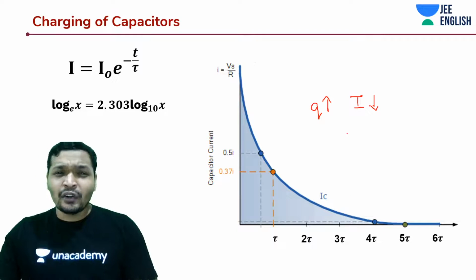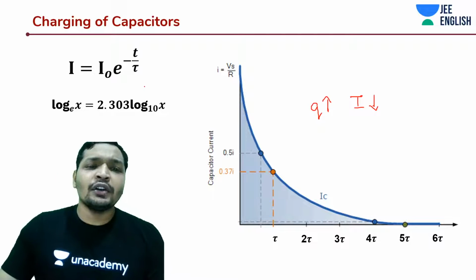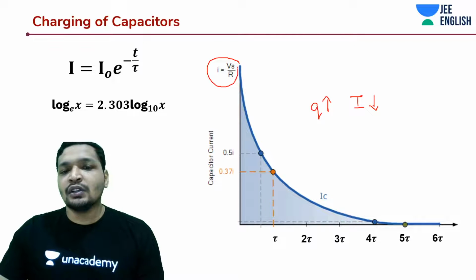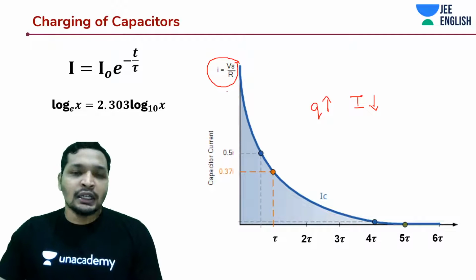And when we are talking about current, what is the equation? I is equal to I naught e to the power minus t by tau. What is I naught, students? I naught is nothing but your V source divided by the resistance, or the resistor across the circuit.